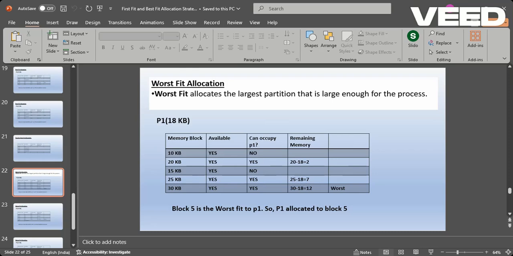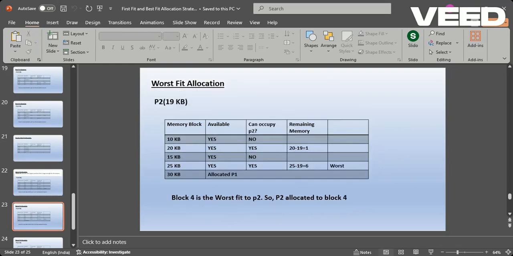Then the last block, 30 KB, is enough to store the P1 process. So here we want to find out the memory wastage. 30 minus 18 is equal to 12. So here the largest or highest memory wastage is the last block, block 5. That is the worst location, which is allocated to the P1 process. So block 5 is the worst fit for P1, so P1 is allocated inside block 5.